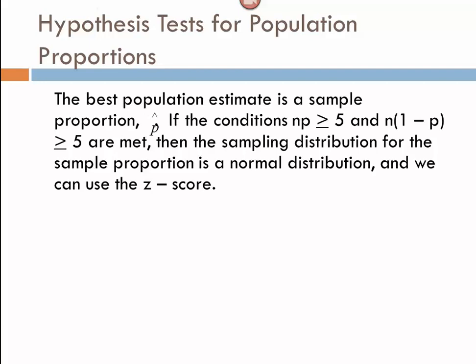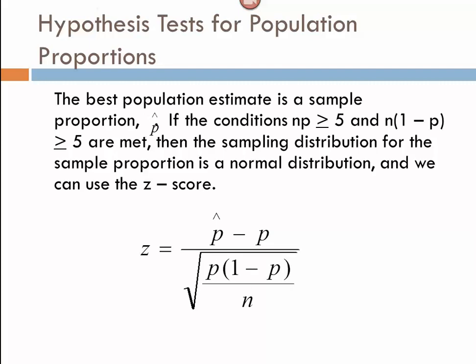Now, this is kind of some small print, we might say, on running tests with proportions. We have to have a sample that's big enough such that n times the expected value of p is greater than or equal to 5, and n times the probability of failure, 1 minus p, is greater than or equal to 5. If these two conditions are met, then we are allowed to use a normal distribution table, and hence we can use the z-score.